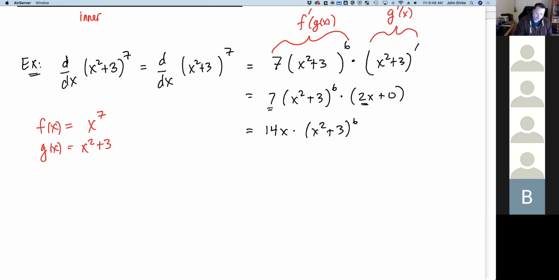Okay, let's do another one. This will be the last one for today, or at least give you a glimpse of the rule. Take the derivative of e to the square root x.